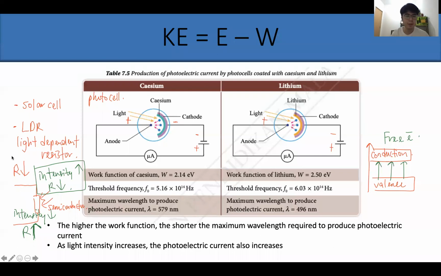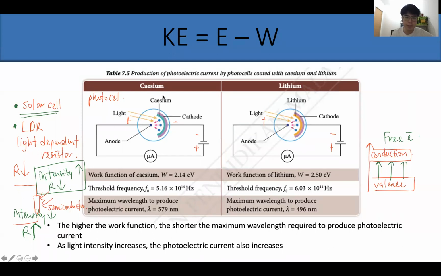Okay, that is LDR. So the application of it is solar cell, solar panel, and even the International Space Station, the satellites, right? They use solar panels to create electricity. You cannot send a generator up there, right? So you need solar panels as the electrical source. So solar cell and also LDR.